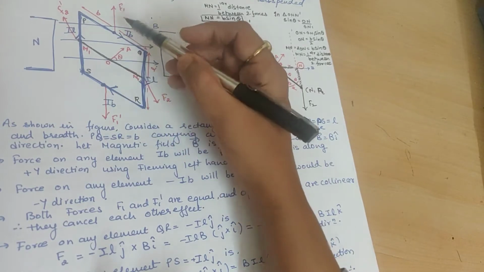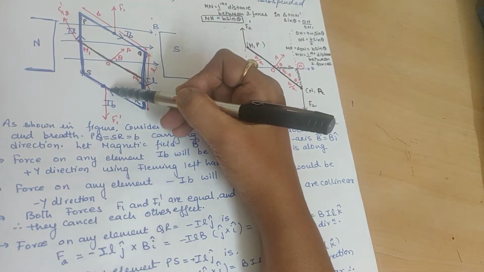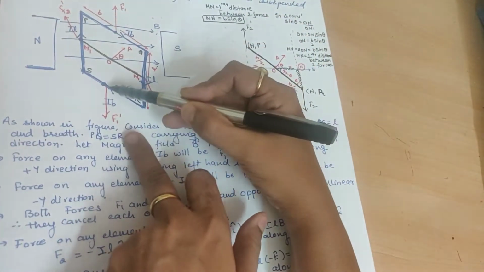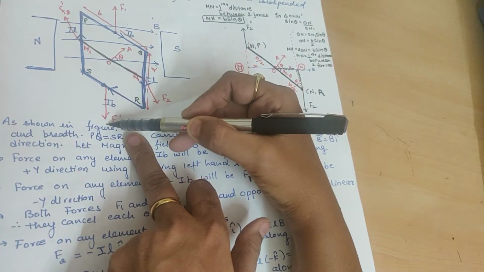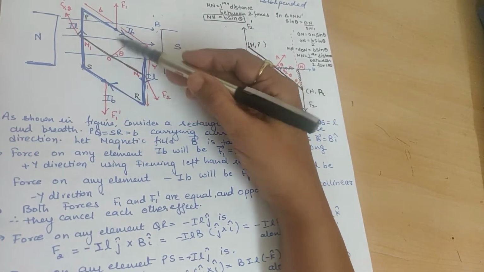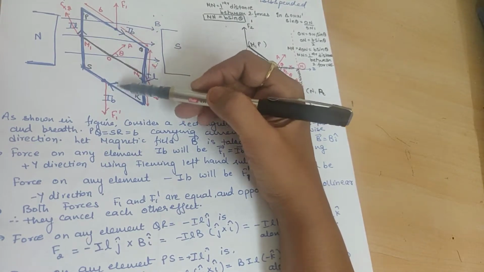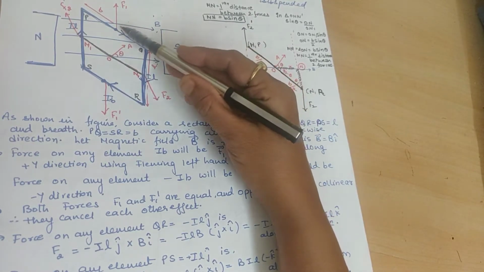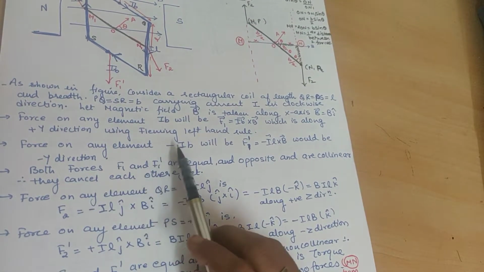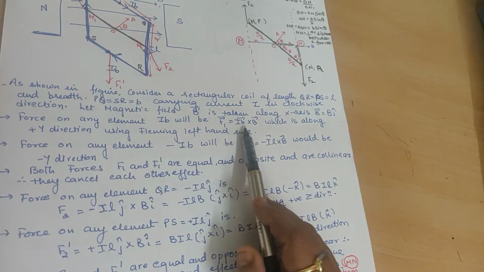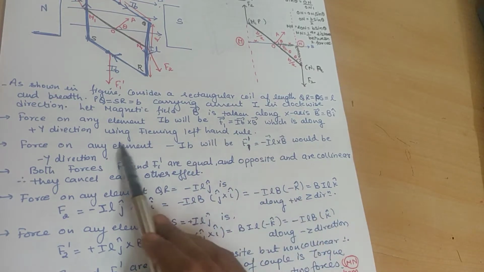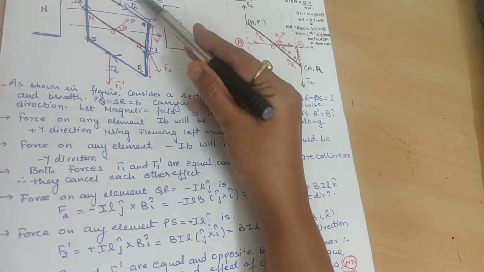Similarly here, since this is the opposite point to this, when this force is in the upward direction, for this point the force would be in the downward direction. But you can see that this force and this force have the same line of action; they are collinear. What is the magnitude of the force first? For the first force we say I dl cross B, which is along the positive y direction.